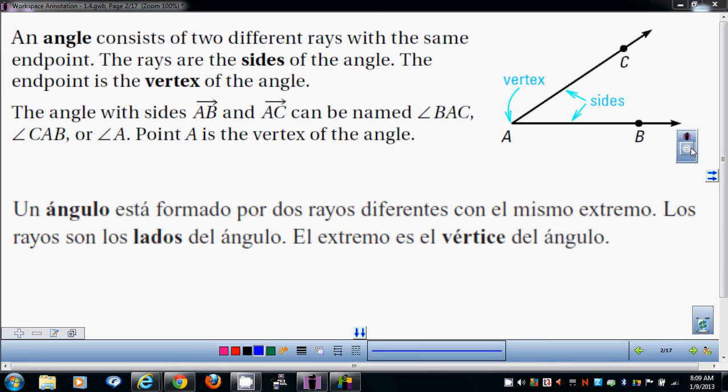So an angle is made up of two sides and a vertex. The vertex just dictates where it's a corner.